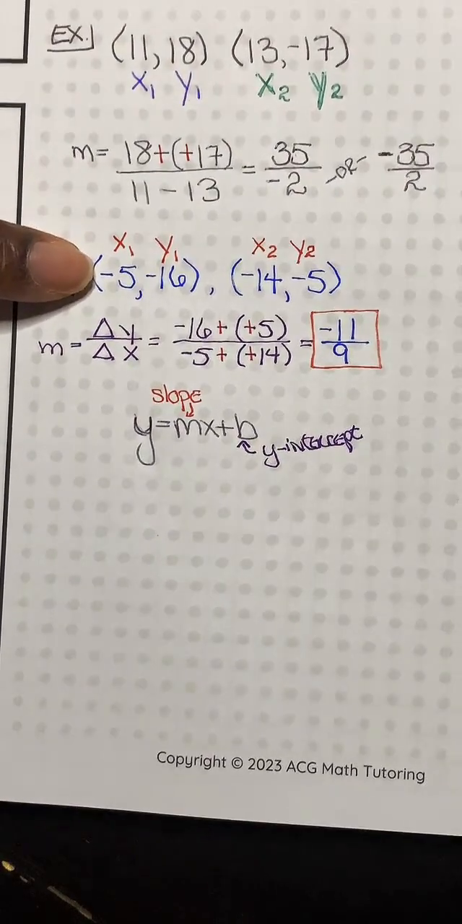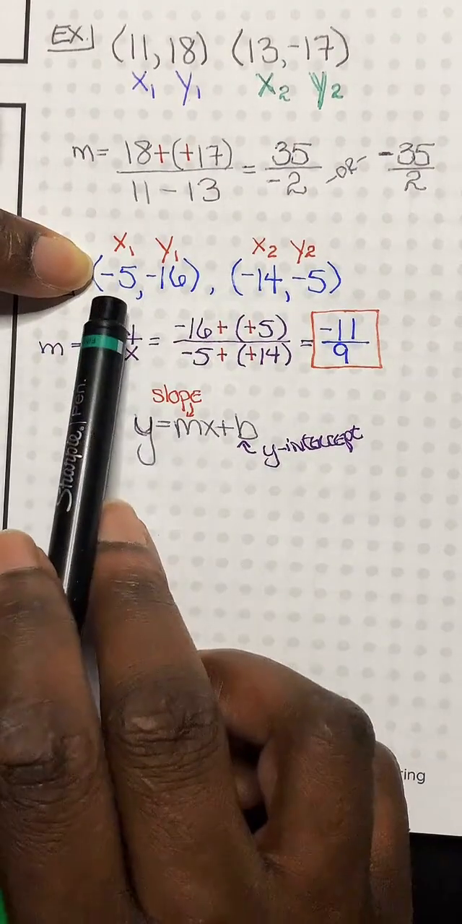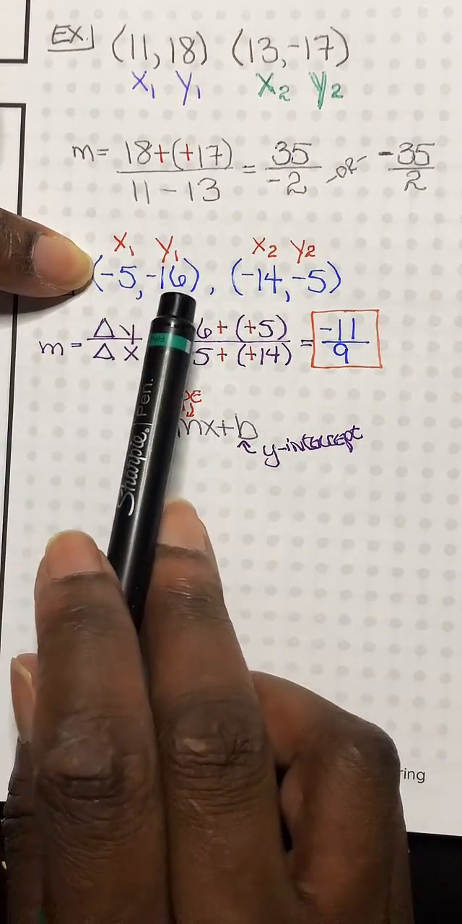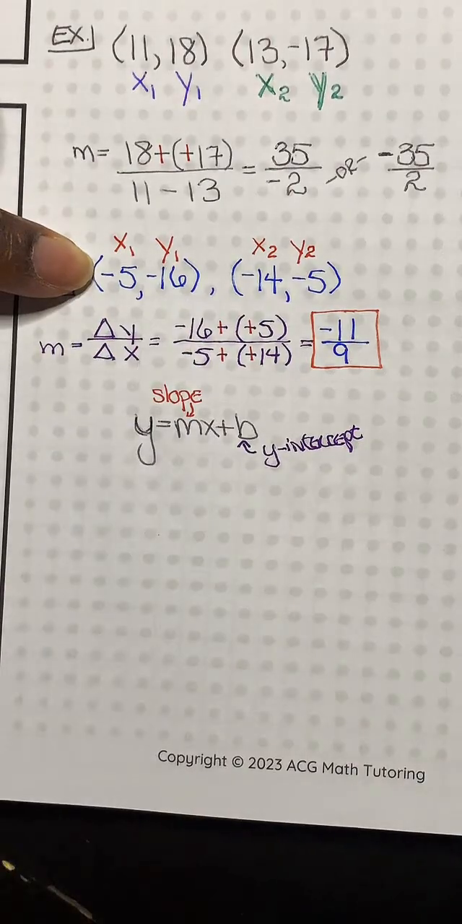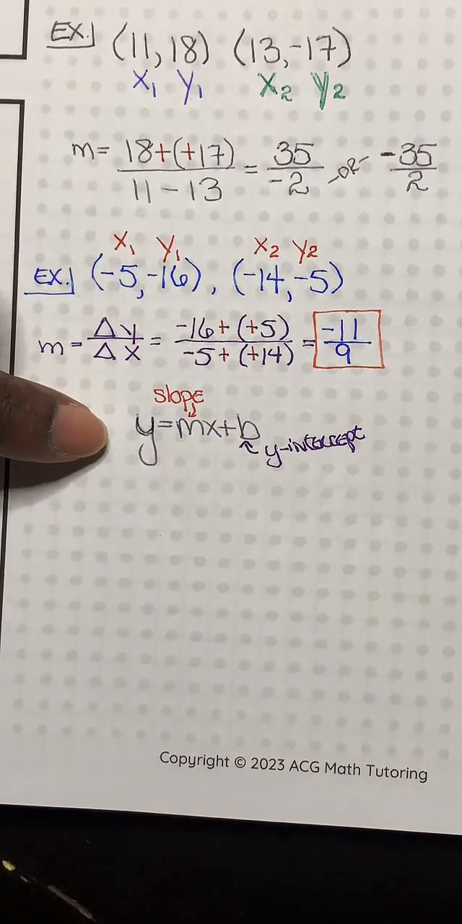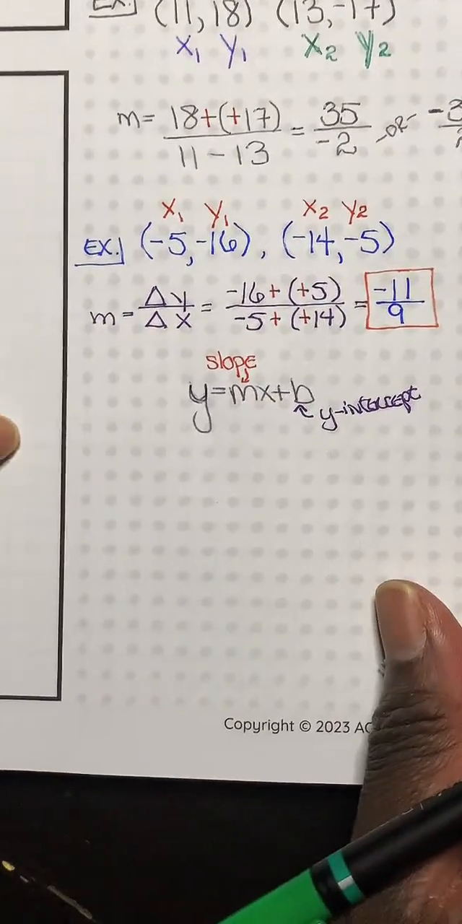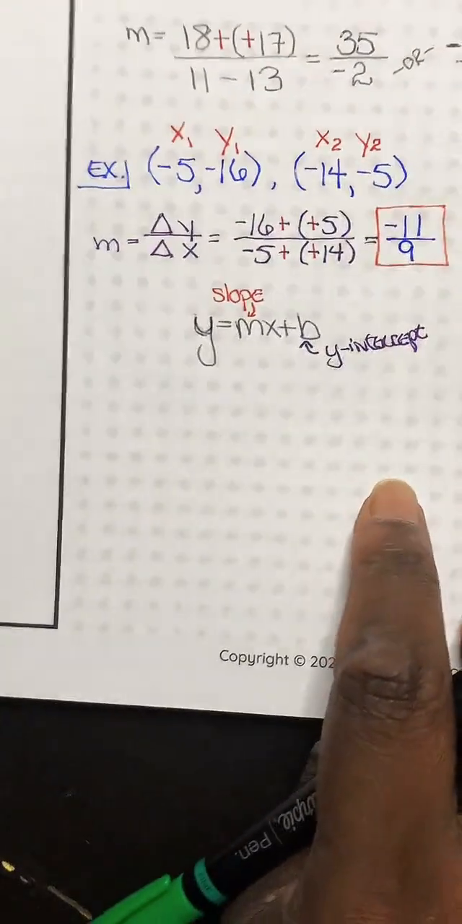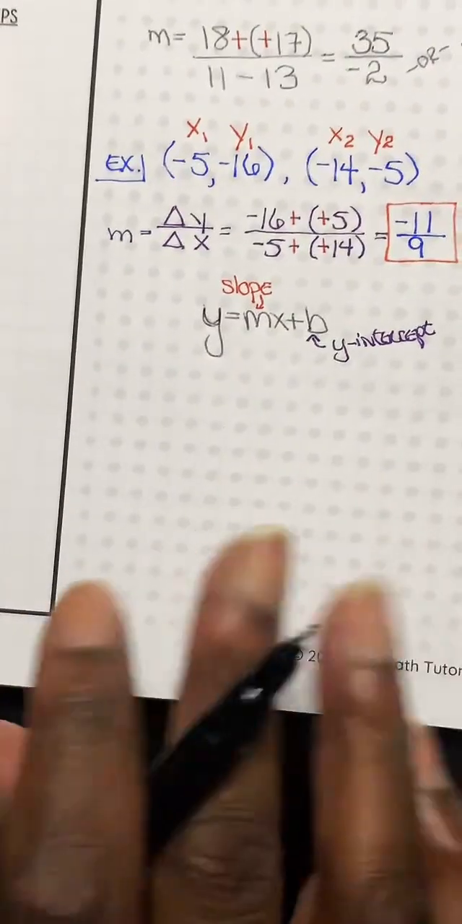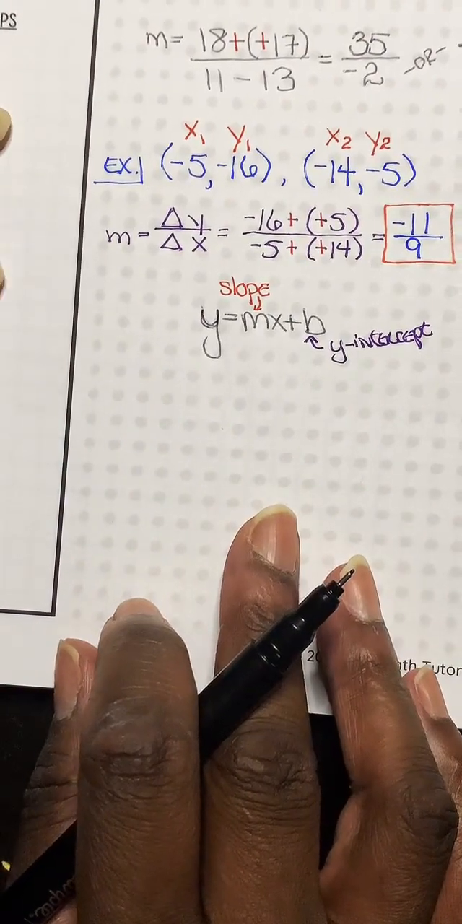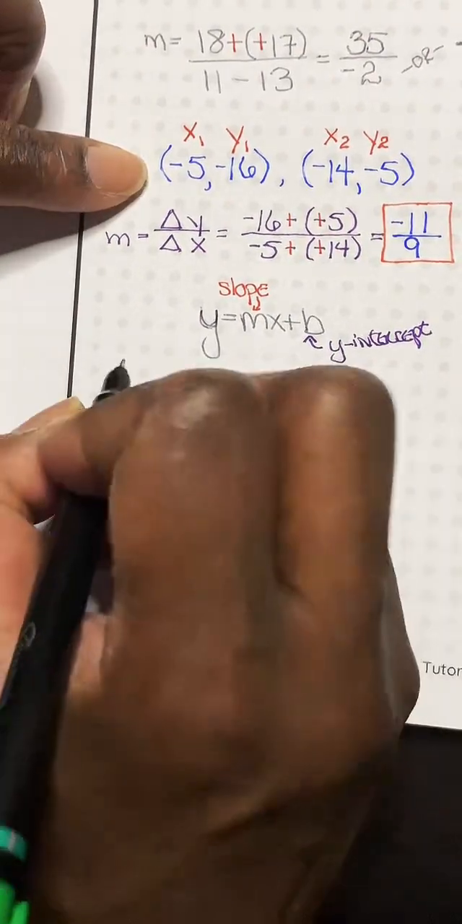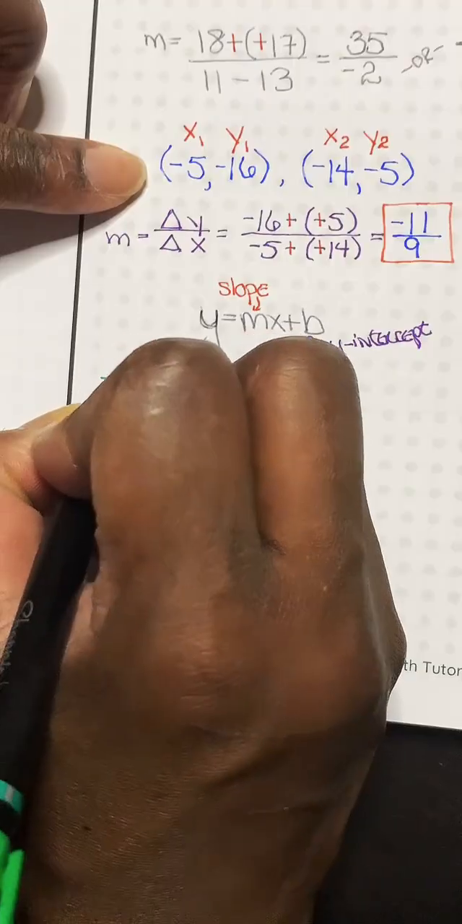I'm going to use this first point, -5, -16. The -5, that's the x. The -16, that's the y. And that's what we're going to use to plug in and substitute for the x and y in this equation. So I'm going to put it slightly over here because I'm going to put both points, but we're going to do 1 point at a time. So the y value of that point was a -16.